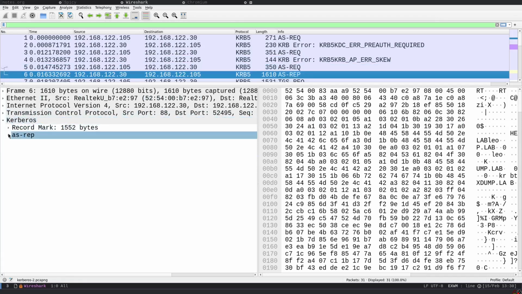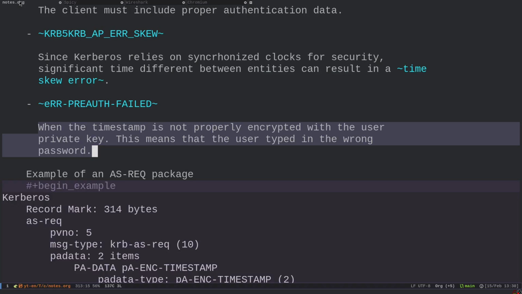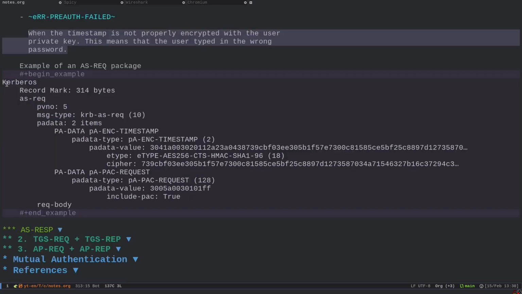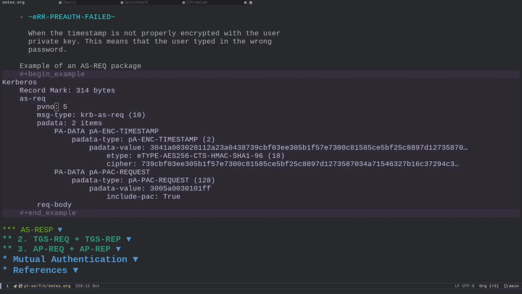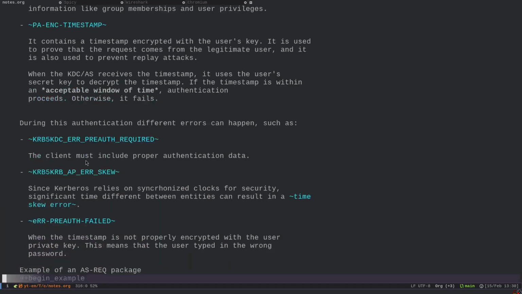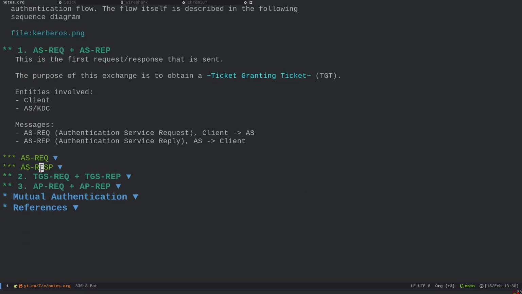We have an AS-REP response. So we are good with this. And this is an example of an AS-REQ with the timestamp, with the PA-PAC-REQUEST, with the request body, and things of the sort. So basically, that's the idea. So this is the request, and then we find the response.